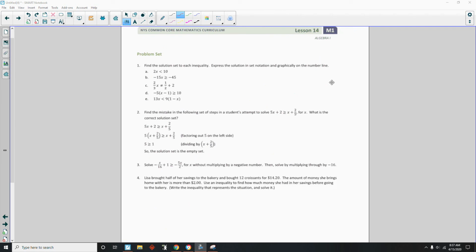Okay, page 7 brings us to the end of lesson 14. Go do your problem set.